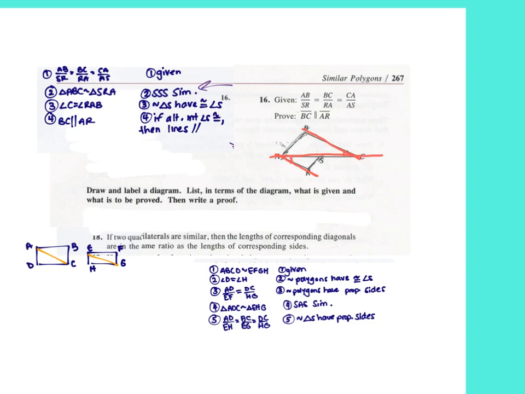And then 18 said if two quadrilaterals are similar, then the lengths of the corresponding diagonals are in the same ratio as the lengths of the corresponding sides. It said draw and label a diagram, so I just made 2 quadrilaterals, A, B, C, D, and E, F, G, H. And what would have been given is that they're similar.